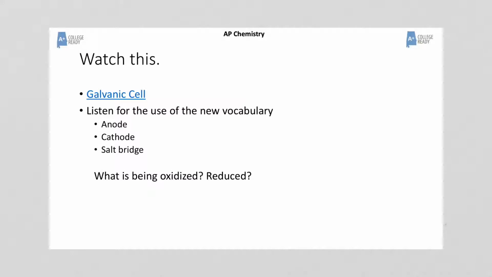Embedded is a galvanic cell. It's an animation, and it does a good job of discussing this new vocabulary of anode and cathode, and it actually shows that the process is occurring at each electrode. I think it's really good. So look for what's being oxidized and reduced.